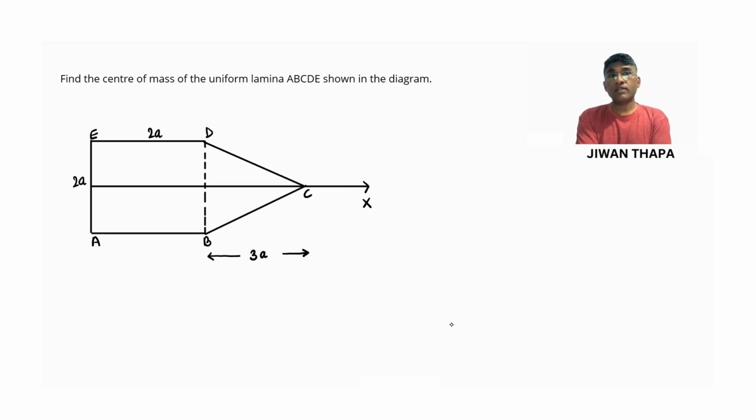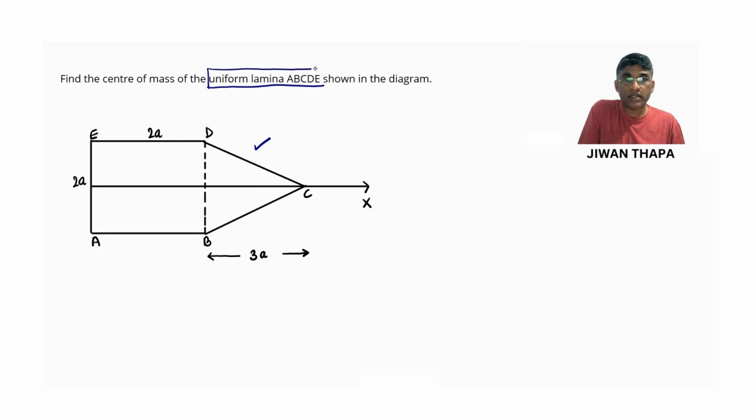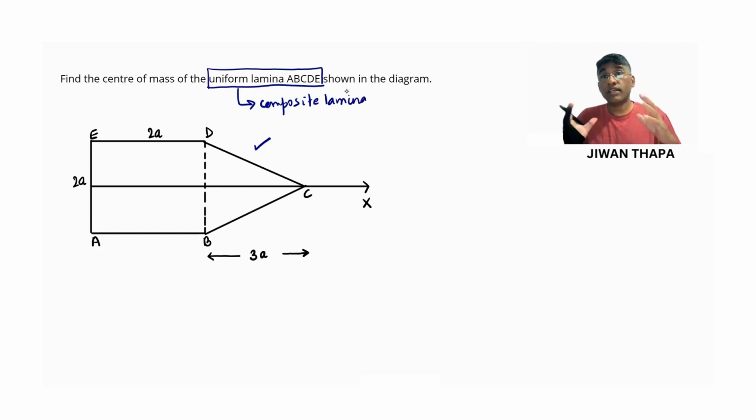Find the center of mass of the uniform lamina ABCDE shown in the diagram. So we have this diagram, and what we can find is that uniform lamina ABCDE is a composite lamina, because it is made from two different lamina.